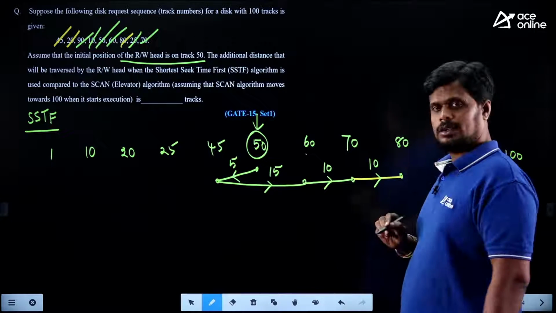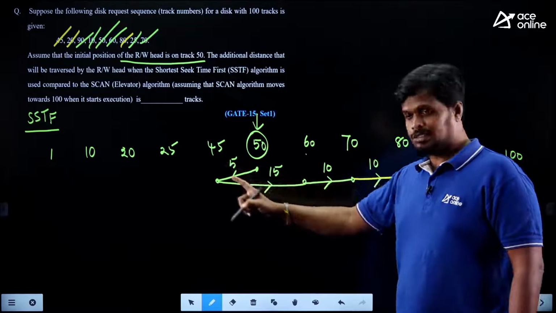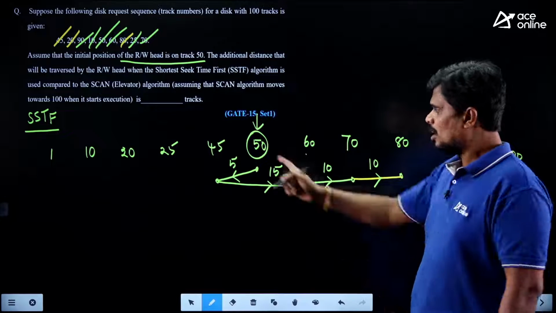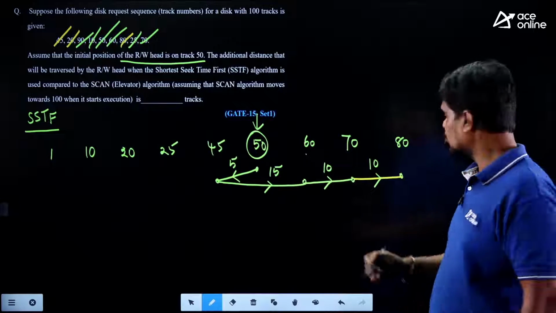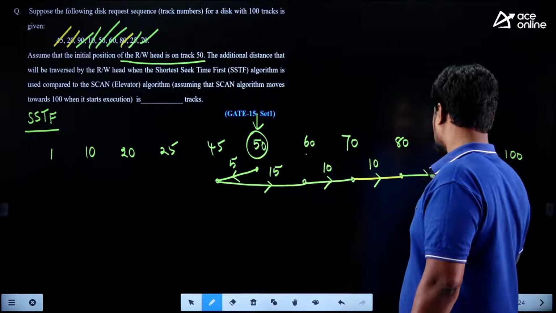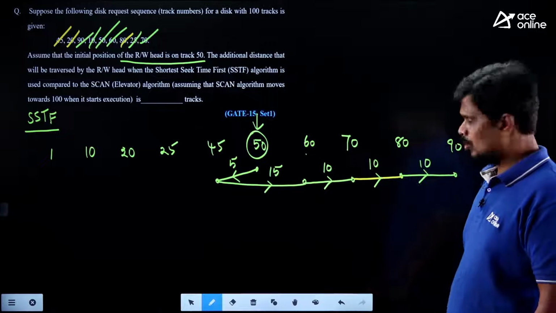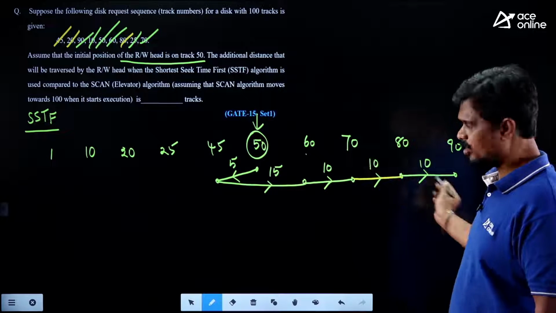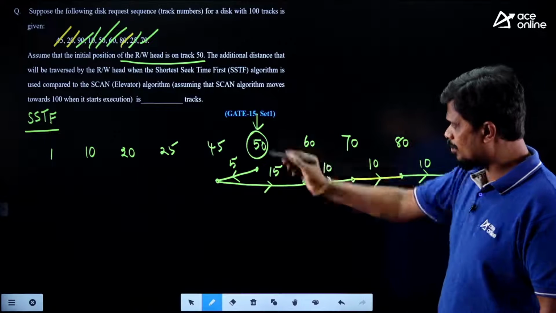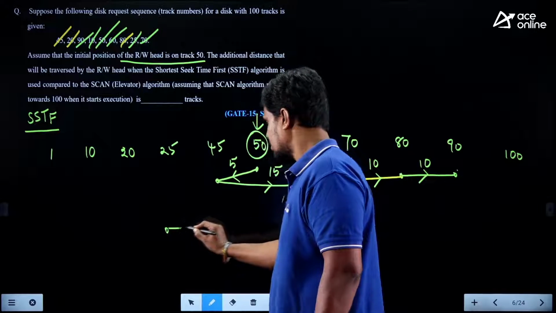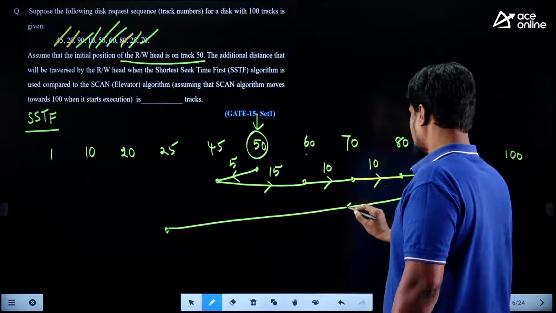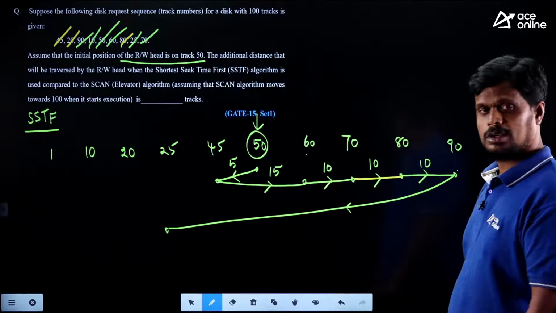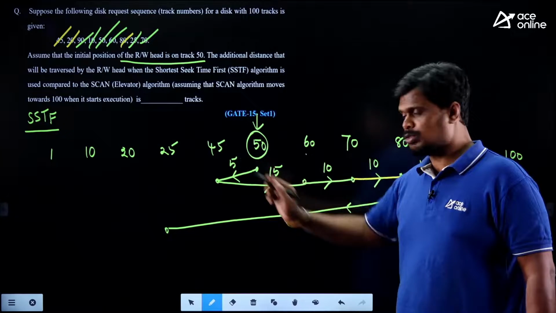Then from 80, is 25 at the shorter distance or 90? 90 is at the shorter distance because it is 10 here, but there it is around 55. So it is again 10. In this way, it has serviced all these disk requests. From 90 it comes to 25 now. From 90, is 25 at the shorter distance or 20? 25 is at the shorter distance. So that's why from 90 it comes to 25.